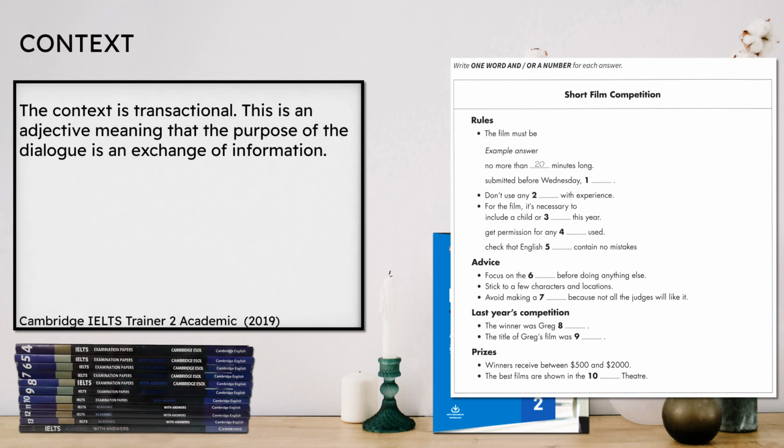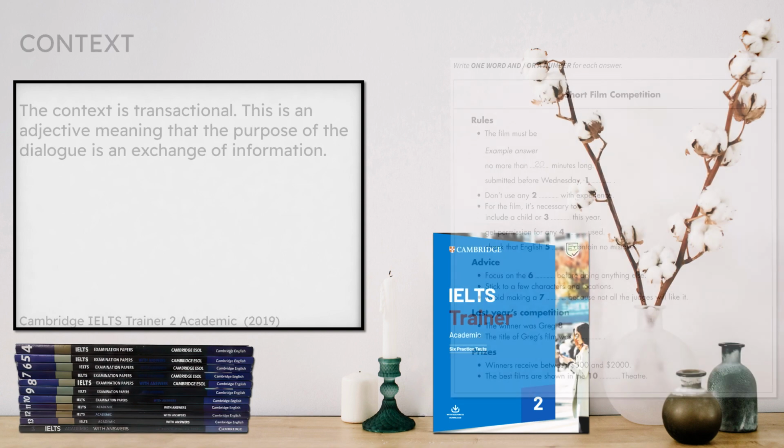Context. In section 1, the context is transactional. That's just an adjective which means an exchange is happening. You can remember this with the word exchange if you think it's easier than transactional. This reminds you that in this dialogue, 2 people are exchanging or swapping information in order to achieve their goals. Usually, each person has some information they need to give the other person and some information they need to get.